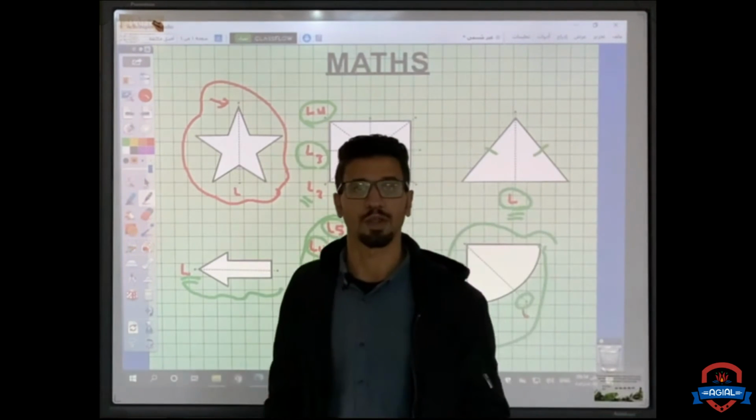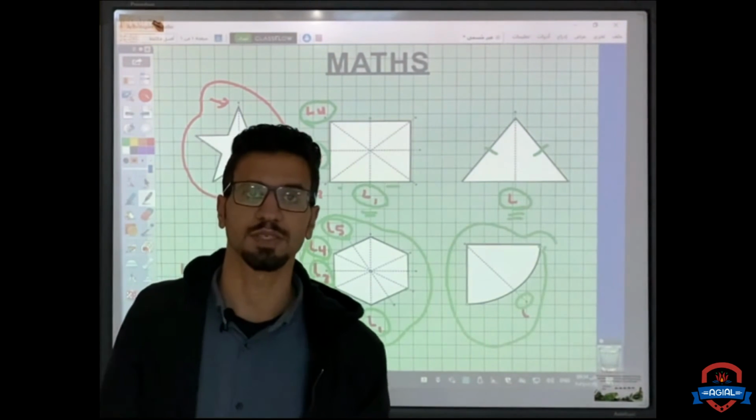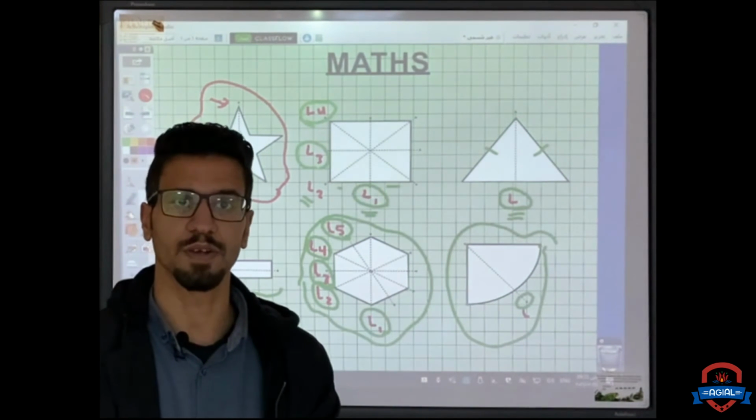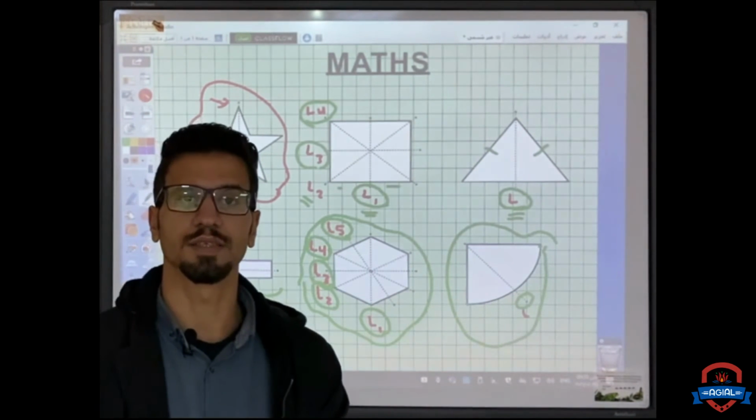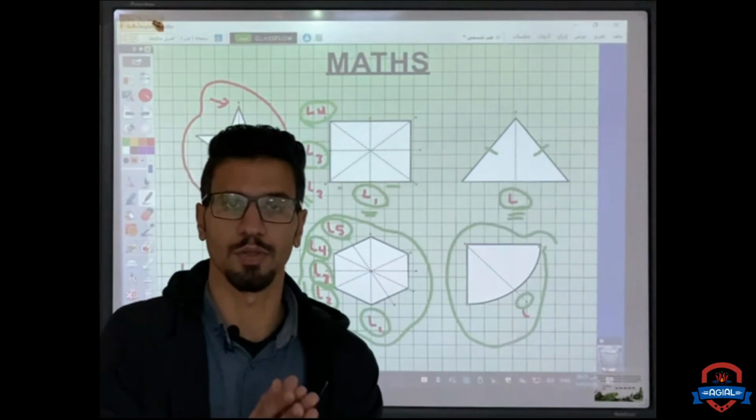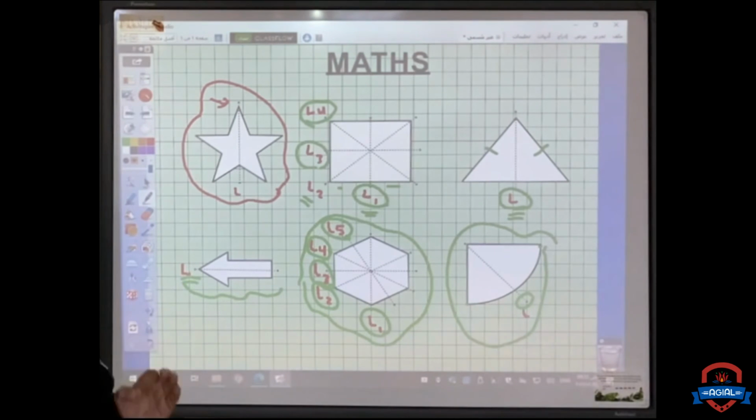So the meaning of the line of symmetry, or the axis of symmetry, is the straight line that divides the shape or the figure into two identical parts. And when the two parts are folded on this straight line, the two halves will coincide on each other.